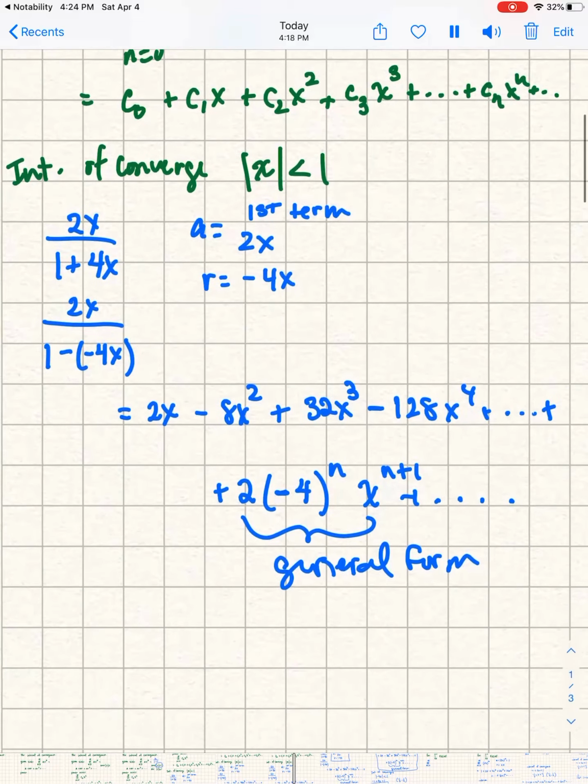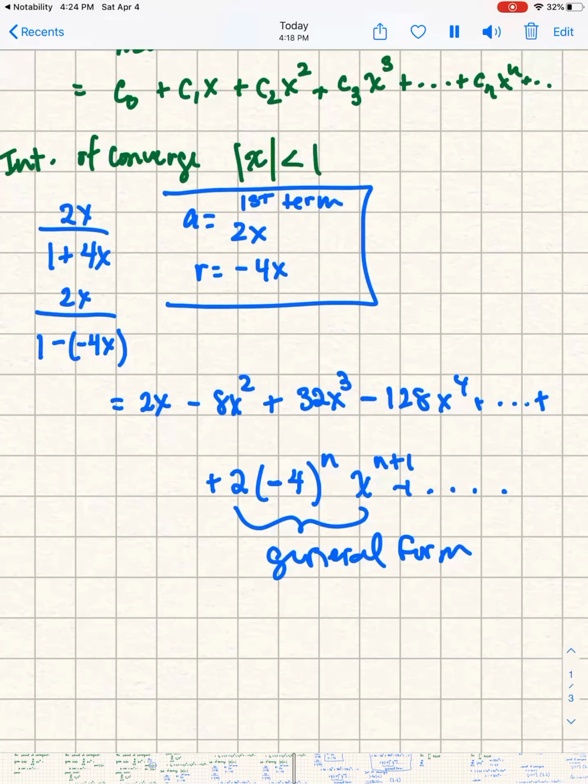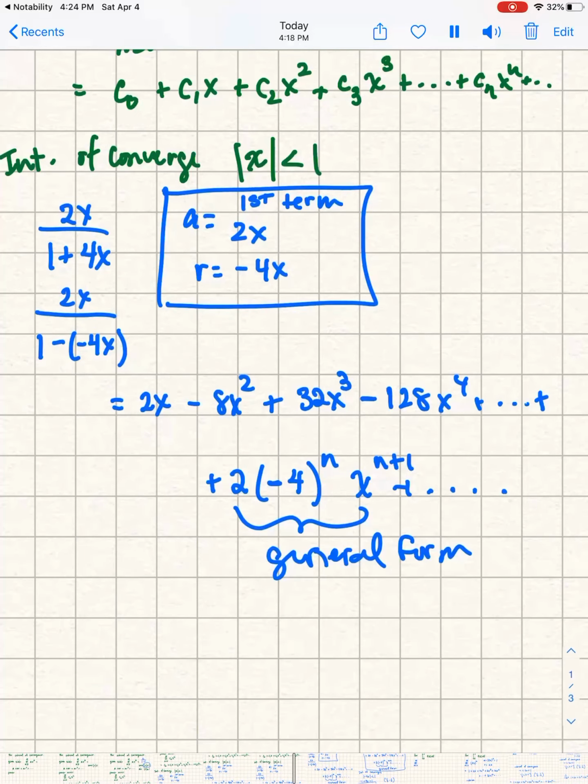So right there, that's how you can get the series. When you're looking at example 1, just think of what's my first term and what am I multiplying each additional term by, and that's how you could get the power series, and then kind of use that to your advantage to get the general form. Now, interval of convergence.